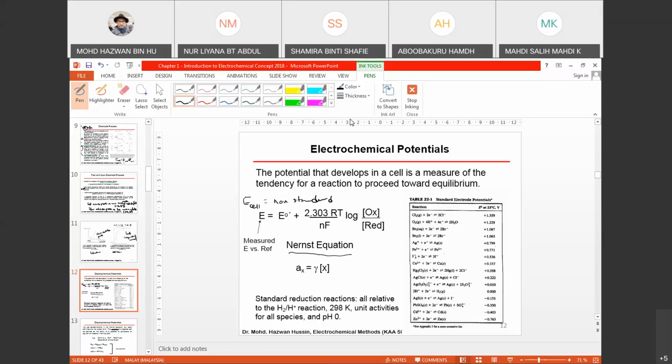Exactly. So if it is not following this, for example, temperature is not 25, pressure is not 1 atm, or concentration is not 1 molar, then to calculate the cell potential or the overall potential, we have to use this Nernst equation. The Nernst equation is actually a consideration of the standard potential plus the other effects, especially on the activity or the concentration of reactant and also the concentration of product. So I think we will continue this on Thursday.